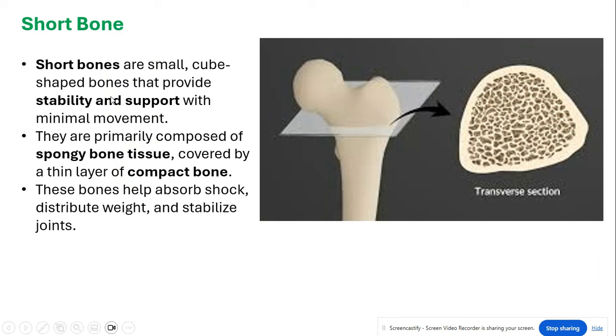Short bones are small cube-shaped bones that provide stability and support with minimal movement. They are more for stability and support. They are primarily composed of spongy bone. Where you have spongy bone, you would have limited movement. They are covered by a thin layer of compact bone. So around it, it has compact bone, but inside, in this transverse section, you can see it's spongy. These bones help absorb shock, distribute weight, and stabilize joints.